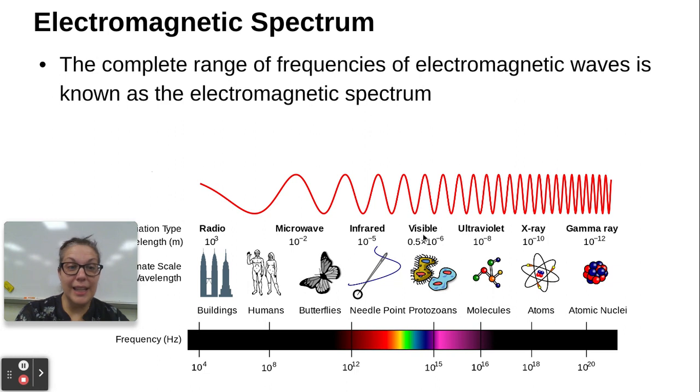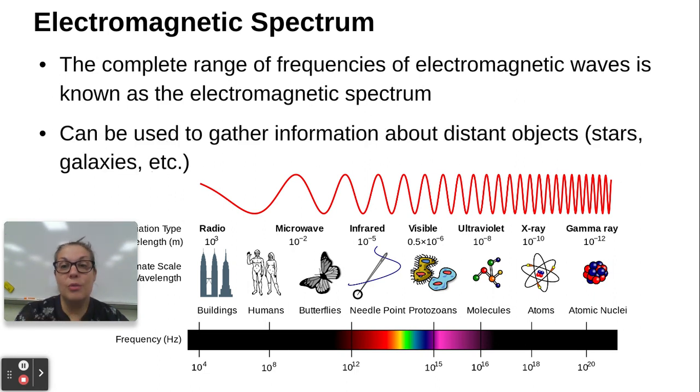So visible light is the only part of the electromagnetic spectrum that we can see with our vision. It's visible. Ultraviolet, X-ray, and gamma. So gamma has the highest frequency. The waves are very, very, very close together.